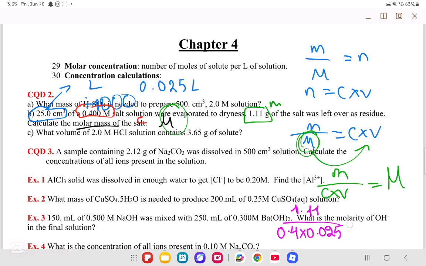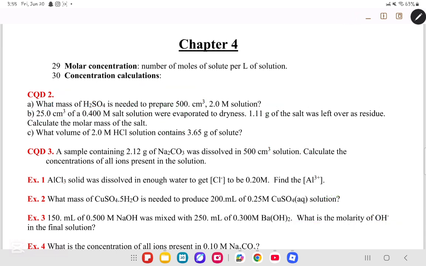And you're supposed to get an answer of 111 grams per mole. So this is the molar mass of the salt. We'll move on to part C. What does it say in part C?